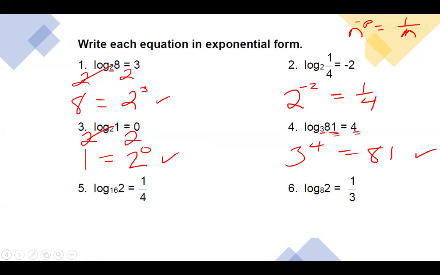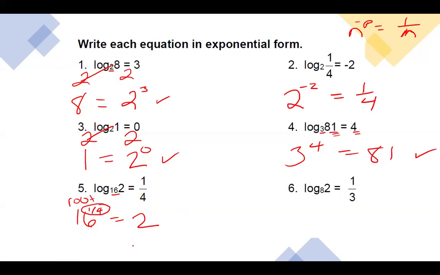Okay, so again here, when we see log base 16 of 2 equals 1/4, our base is 16. Our solution is 1/4, which becomes our power. And our argument is 2. So 16 to the 1/4 equals 2. You're probably like, how does that work? This is what we call a rational power. When you have a rational power, that means you're taking the root of that number.